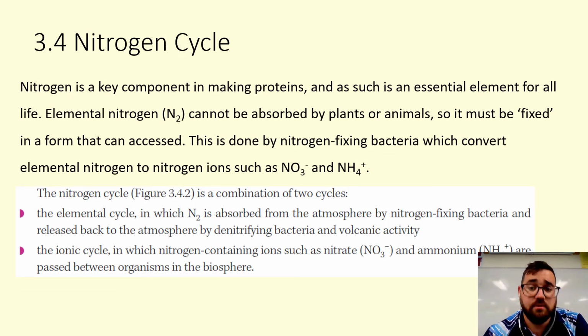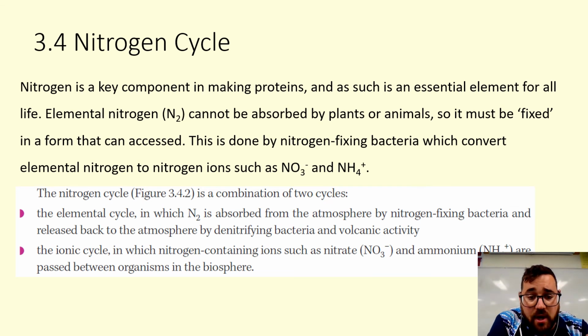In terms of the nitrogen cycle, the big important fact here is that elemental nitrogen, N2, which makes up the majority of our atmosphere, can't be absorbed as is by plants or animals. We need a lot of nitrogen. Our proteins, our tissue, our DNA is all based on nitrogen. So we need a lot of it, but we can't just access it from the air. It needs to be fixed, which means it needs to be converted into a form we can use, which is done by nitrogen fixing bacteria. They take that N2 and turn it into nitrates or ammonia.